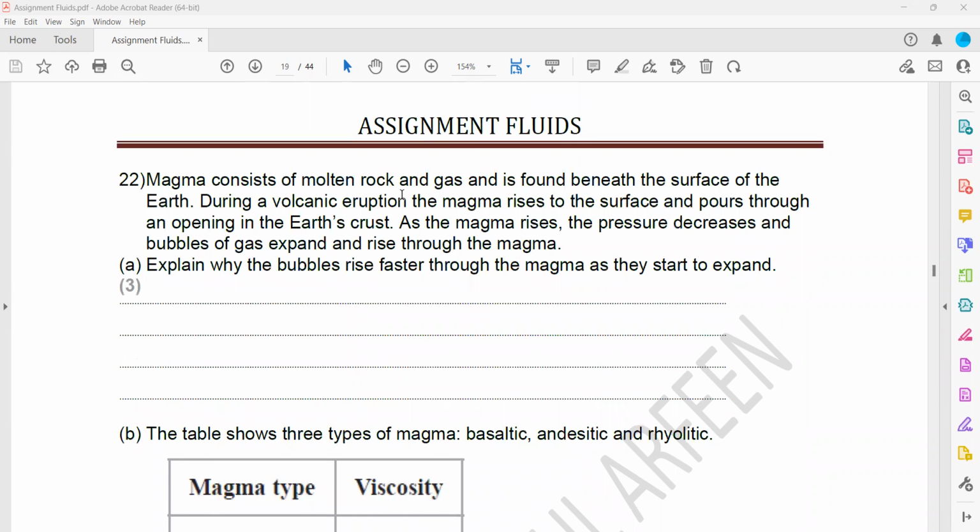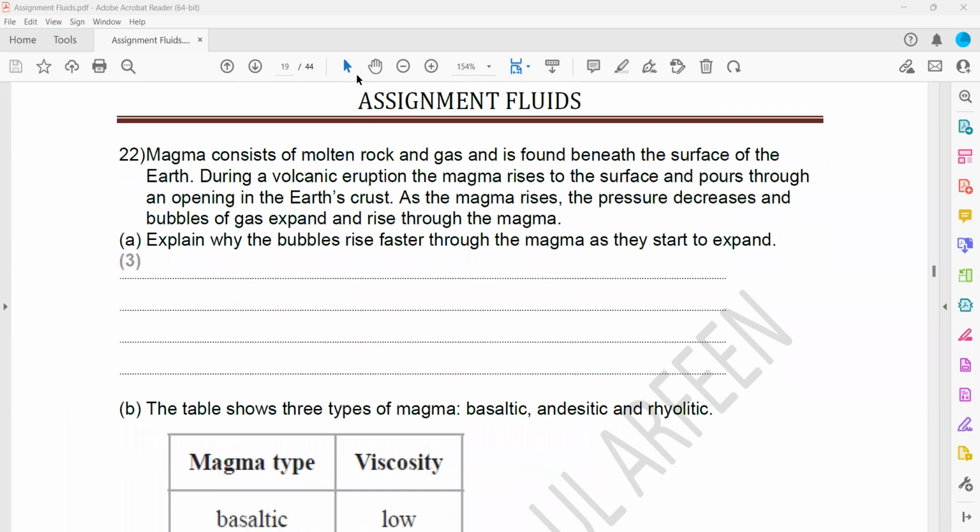In question 22, the magma consists of molten rock and gas, and it's found beneath the surface of the earth. During a volcanic eruption, the magma rises to the surface and pours through an opening of the earth's crust. As the magma rises, the pressure decreases and the bubbles of gas expand and rise through the magma. Explain why the bubbles rise faster through the magma as they start to expand. So again, you have to use the concept of viscosity and drag.